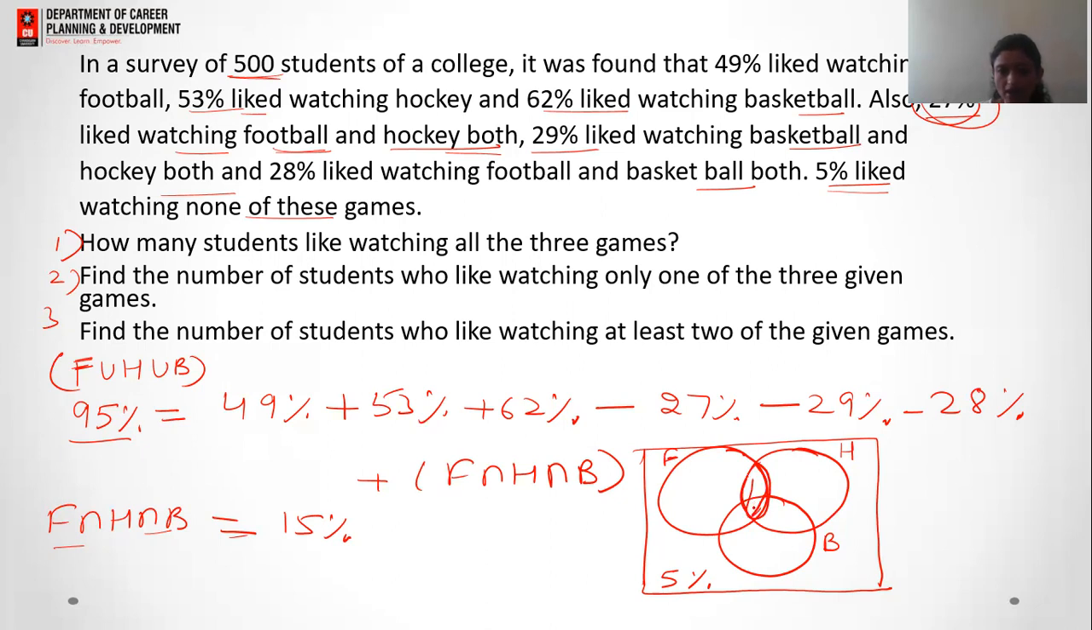But this is the common part of all the three games, and that we have found out: 15. I will make the diagram on the next slide. Yes, that will be more clear to you. So let's say hockey, football, and basketball, and 5% are the students who like none of the given. 15% are the students who like all the three games, that is A intersection B intersection C.